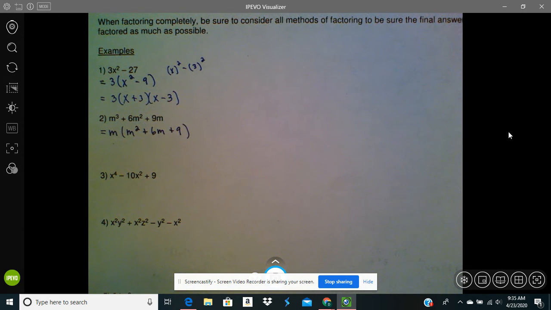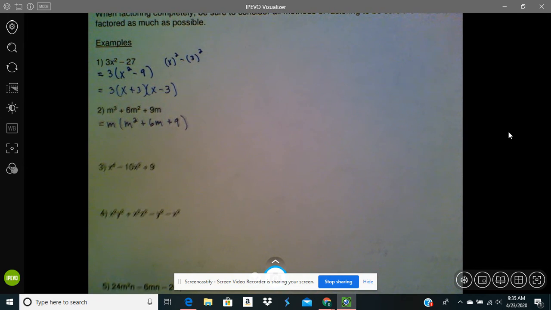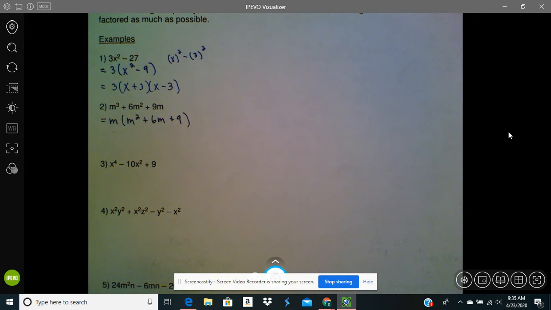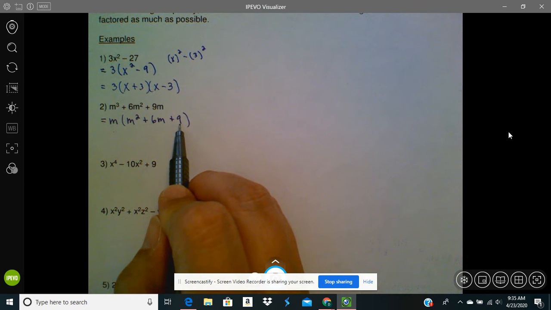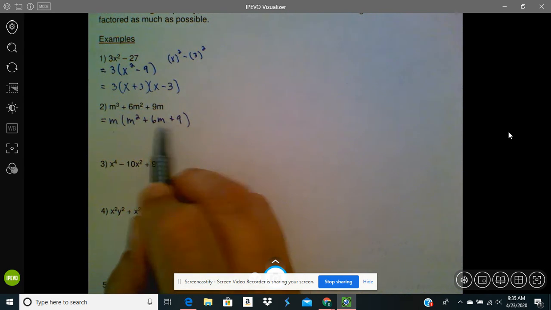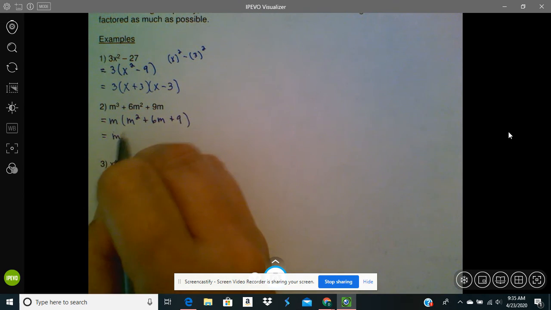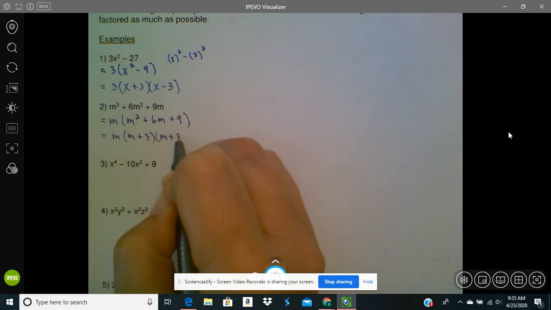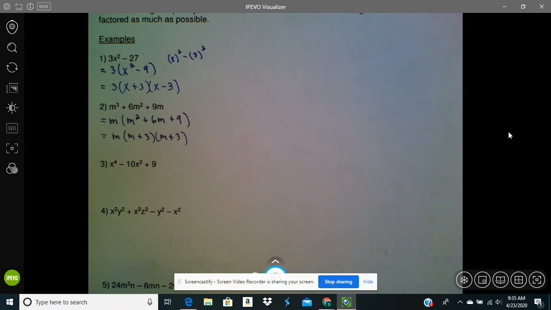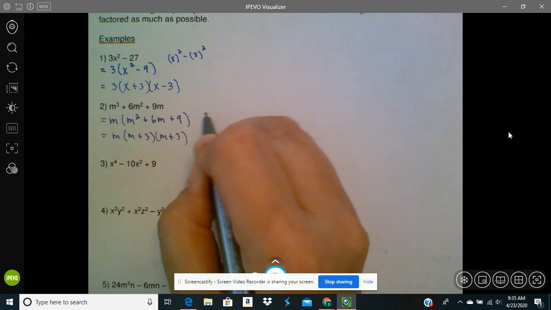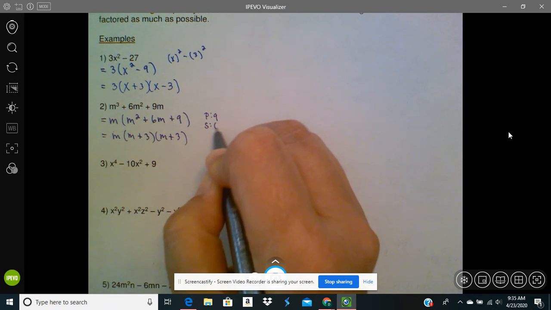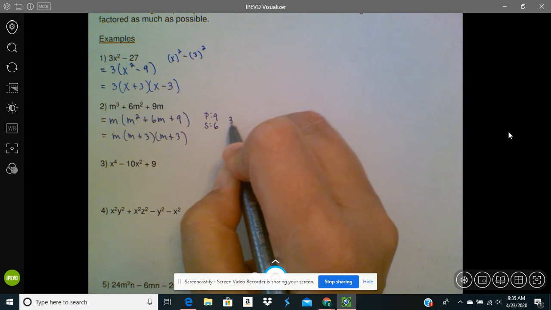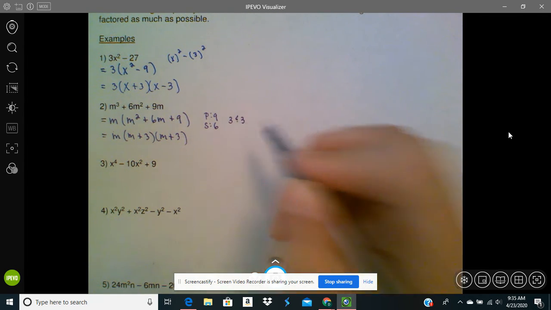Okay, so now you can play product sum, or you can play square of a binomial. And you know what? This one right away, I know that 3 times 3 is 9. I know that 3 plus 3 is 6. So this is m times m plus 3 times m plus 3. Because my product is 9, my sum is 6. So the 2 numbers are 3 and 3.